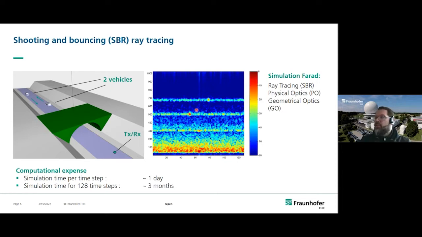The problem is, even for calculating just one of these RangeDoppler maps, you have a computational expense of 1 day. So that takes a long amount of time. And if you want to do even more time steps, like 128, then this would require approximately 3 months. So this is really tedious and not the way we can go. So Farad is a great tool for other problems, but not for such time dynamic events as you see here.